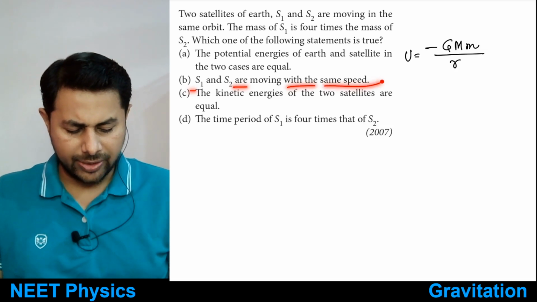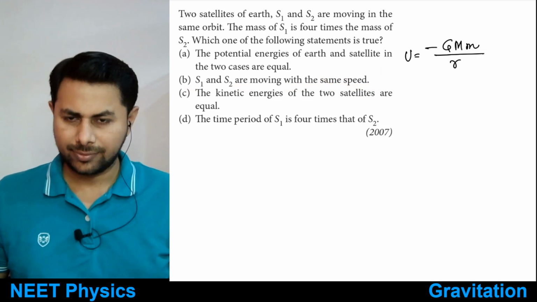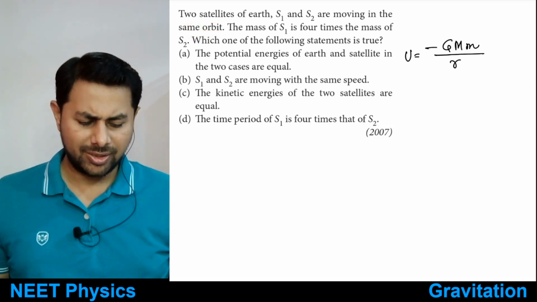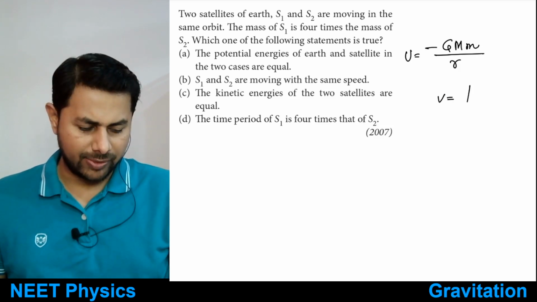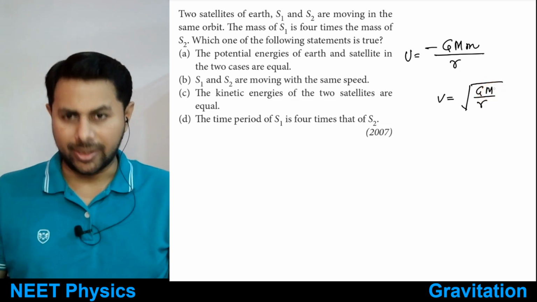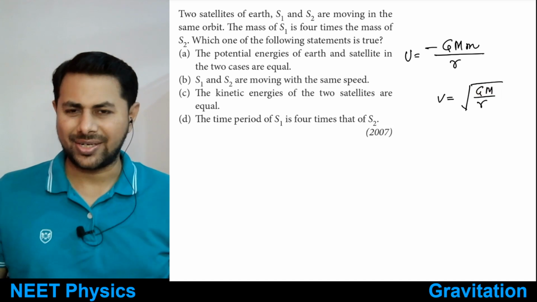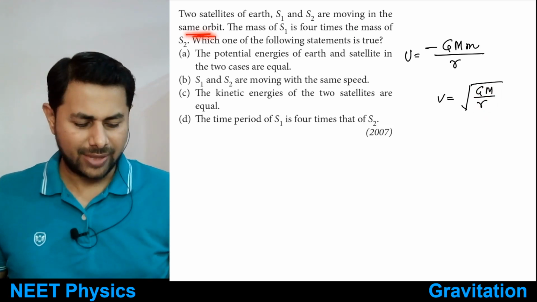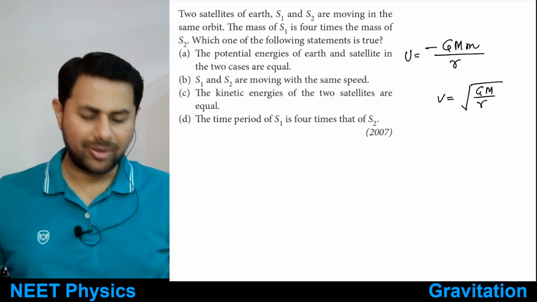S1 and S2 are moving with the same speed. Is this one correct? So if they are moving in the same orbit, they should move with the same speed, right? Yes, that's correct. Because what is the speed? Speed is equal to square root of GM over r. This capital M is the mass of Earth. It is not the mass of the satellite. So it is the same for every satellite. And r is the radius of the orbit, which is the same. That means the speed would be the same, right? So the speed of a satellite does not depend on its mass.